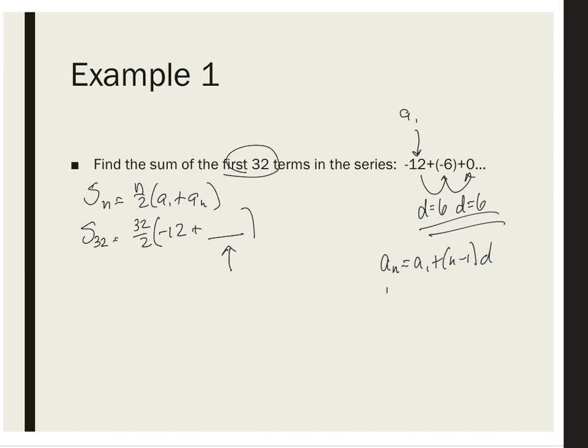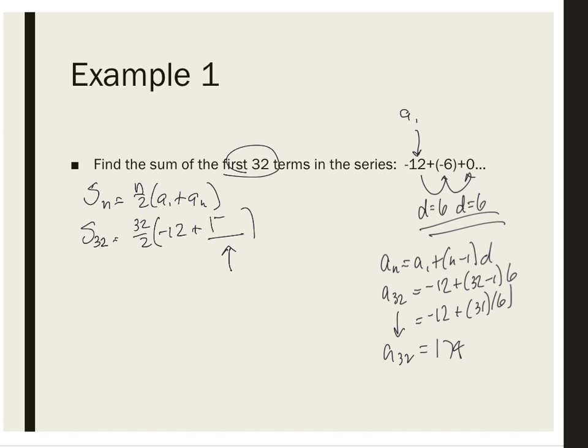All right, so I'm trying to figure out the 32nd number in the list. First term is -12. N is 32, and the common difference is 6. So -12 plus 31 times 6. And again, if you don't have a calculator out by now, I highly suggest you get one. 31 times 6 plus -12 in my calculator is 174. So that means that the 32nd term is 174.